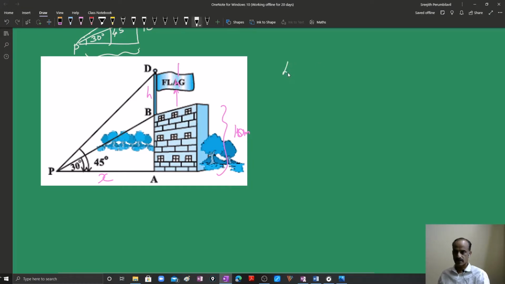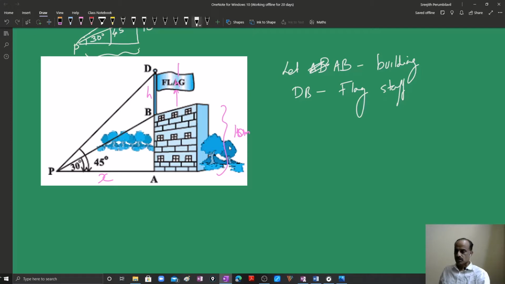So we'll start. Let AB be the building and DB be the flagstaff. Now AB is 10, the height of the building is 10 meters. We have two things to be found, h and x. Let DB equal h and AP equal x.